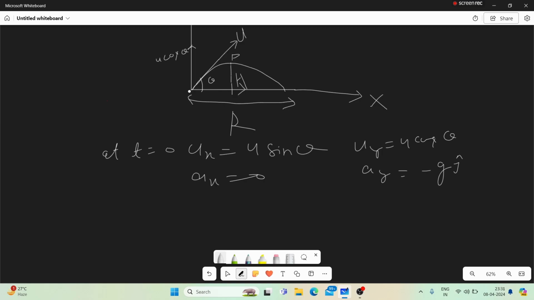So now we will calculate the time of flight, maximum height and range of the projectile.